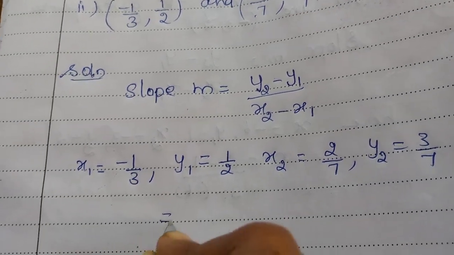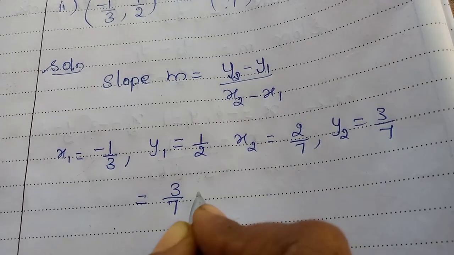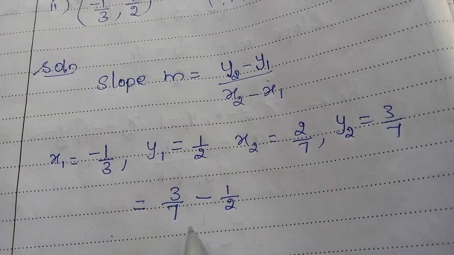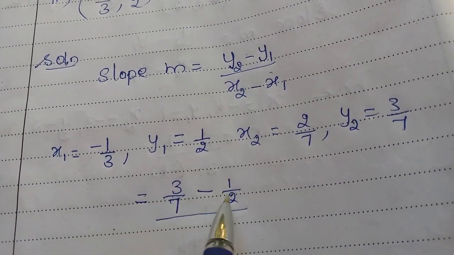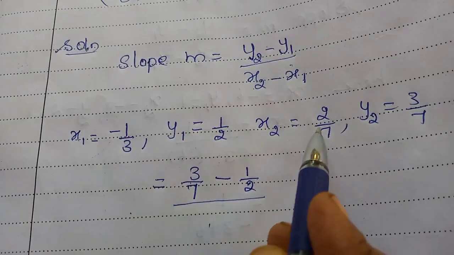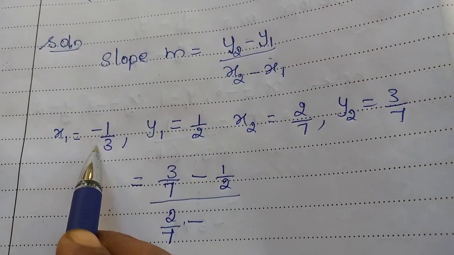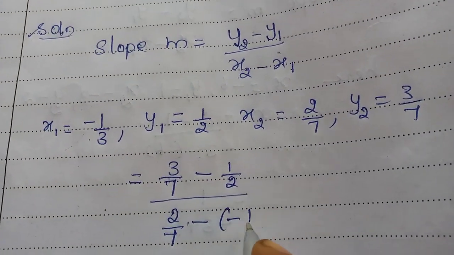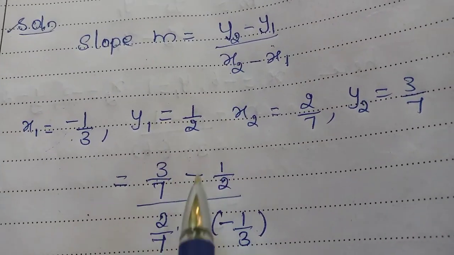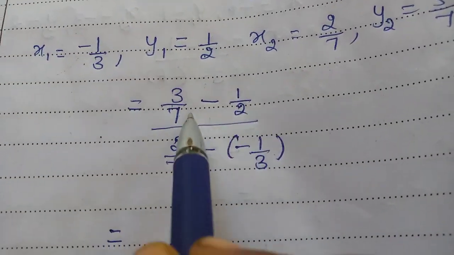Okay, that is equal to 3 by 7, that is y2, minus y1 which is 1 by 2. Okay, divided by, we have x2 minus x1. So x2 is 2 by 7 minus x1 is minus 1 by 3. Okay, so minus 1 by 3, which is equal to... So here the values are fractions. So the denominators are different values, is it?